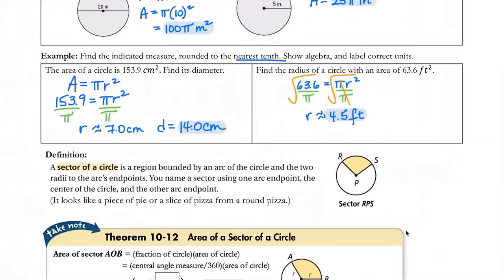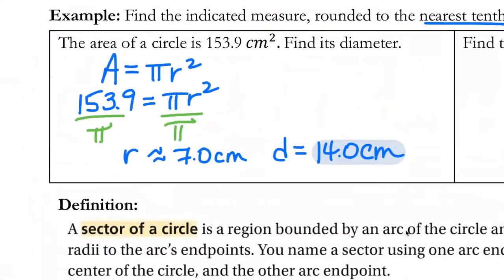Okay, those are the super simple problems like you've already done in the past, I'm sure. Okay, over here, I probably should have shown this. We're square rooting on both sides after we divide out the pi.